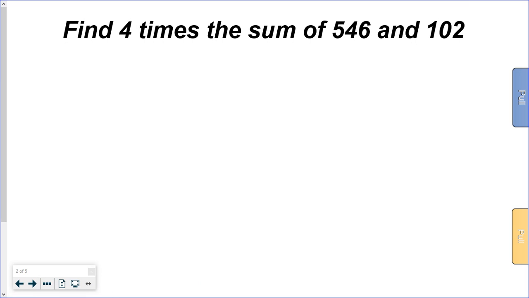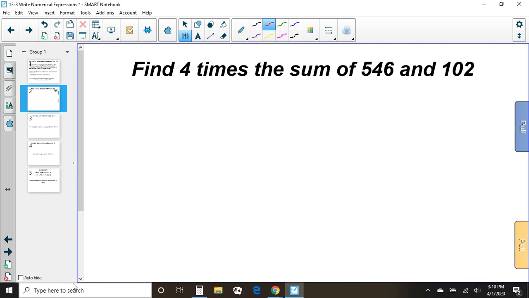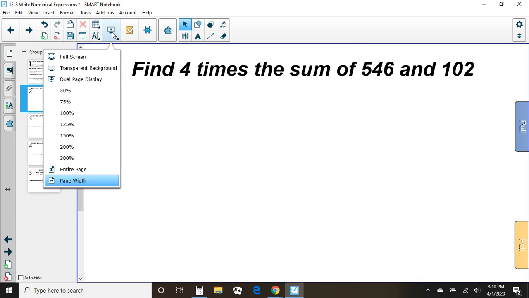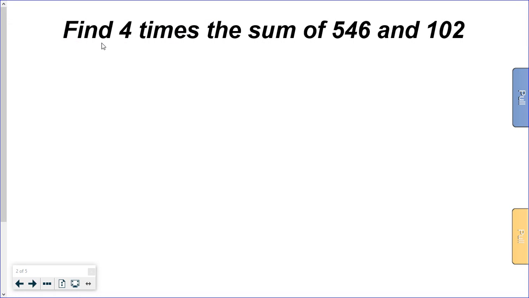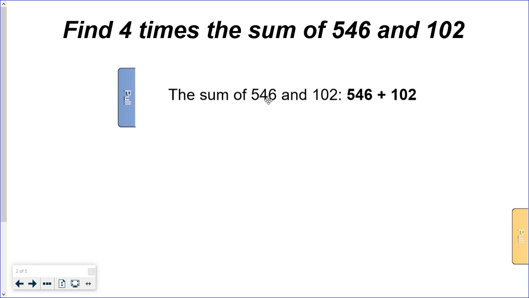So now what we're going to do is actually find the sum. Now remember, I'm going to find 4 times the sum of 546 and 102. Right now, I can't take 4 times anything because I don't know what this answer is first. So logically, it makes sense that I would need to do the sum of 546 and 102. I got to do that first.